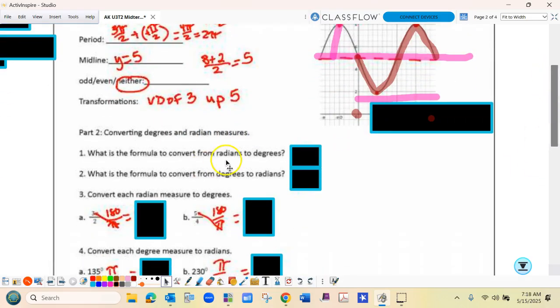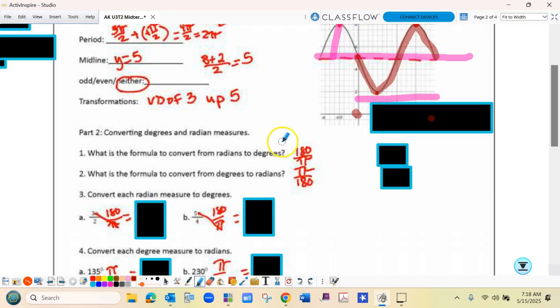What is the formula for converting radians to degrees? Remember, degrees does not have pi in it, so it has to be 180 over pi. For number 2, the formula to convert from degrees to radians, you want to get pi into your answer, so that's pi over 180. These are the only 2 formulas you need for converting.